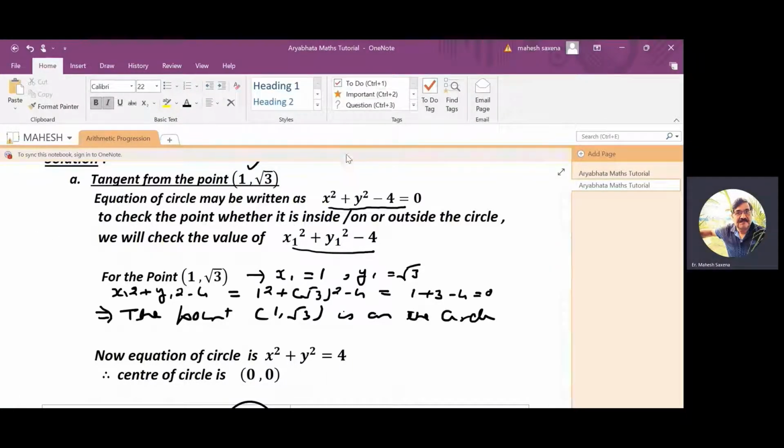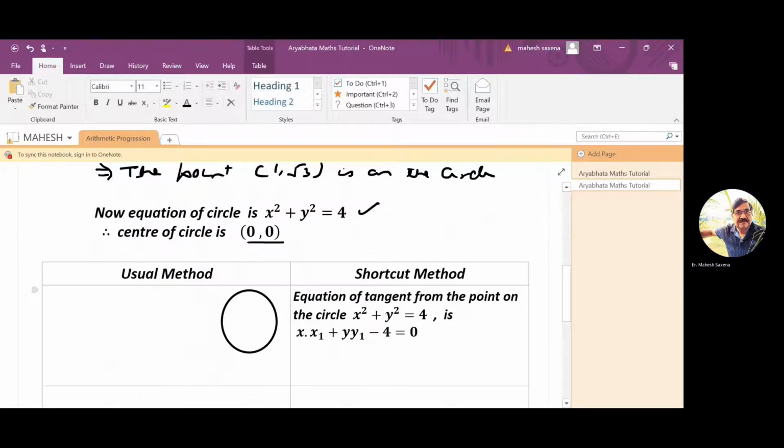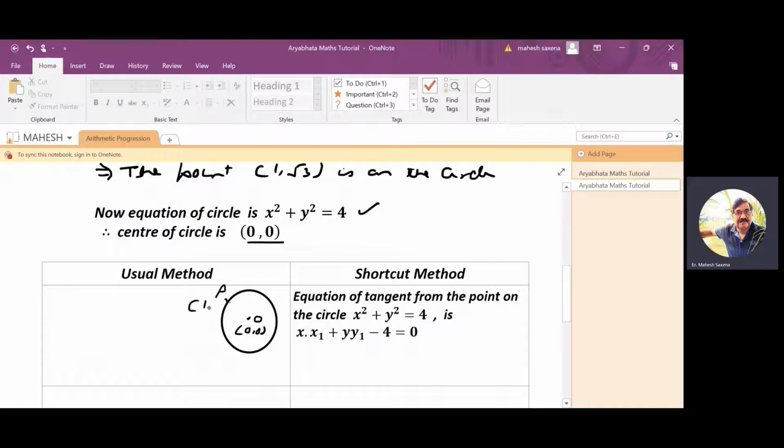Now, as the equation of circle is x square plus y square equal to 4, therefore its center will be 0 comma 0. Now we will find the equation of tangent. We are taking two methods. First is the usual method and second is the shortcut method. In the usual method, the center O of the circle is 0 comma 0 and let point P be 1 comma root 3.